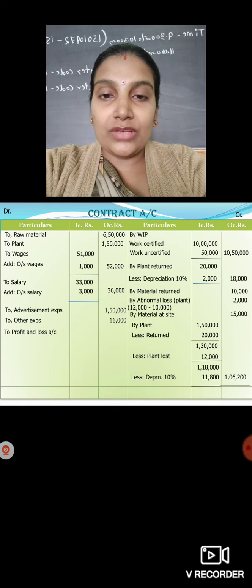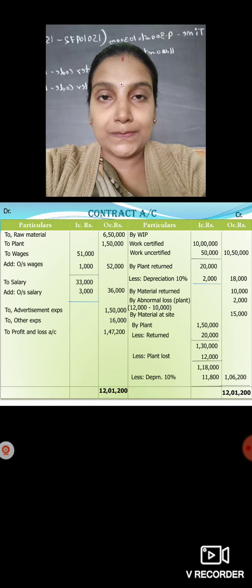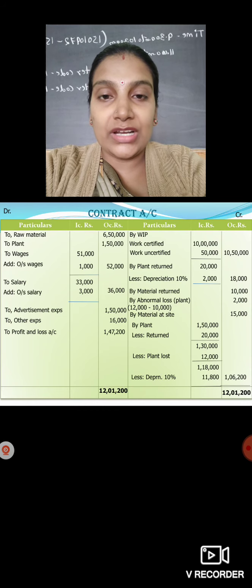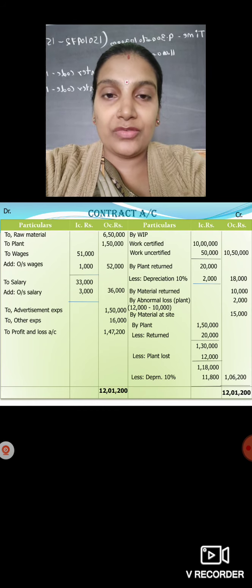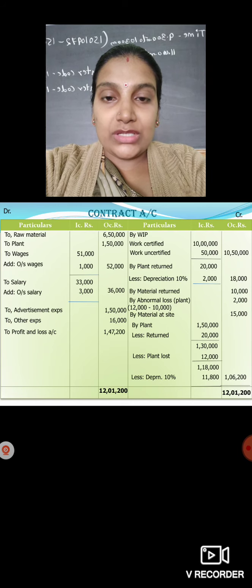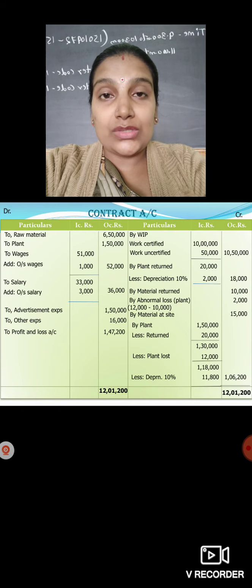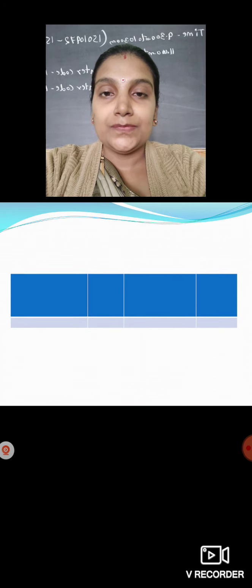Then both side total, we get 1,47,200 as profit. Means, write it as notional profit; don't record it as profit and loss account. Both side total we get 12,01,200.